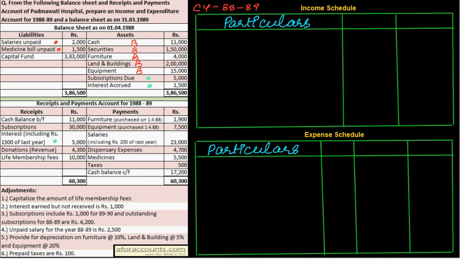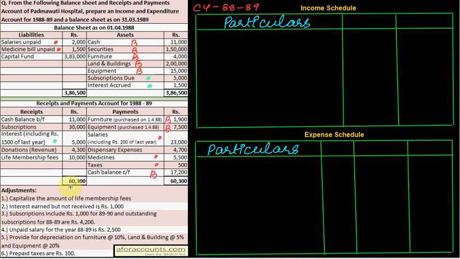Furniture, again your balance sheet item, means furniture was existing and now new furniture was purchased on 1/4/88. So this will go to the balance sheet, and since 1/4/88 is the starting of the year, depreciation will be on the full amount. Equipment purchased on 1/4/88, again an addition to the equipment, so on the full amount you will put the depreciation. It is a balance sheet item. Salaries including rupees 200 of the last year, 23,000. So my expense. Dispensary expenses, again my expense. Medicines, my expense. Taxes, again my expense, and the closing balance of cash will go in your balance sheet.